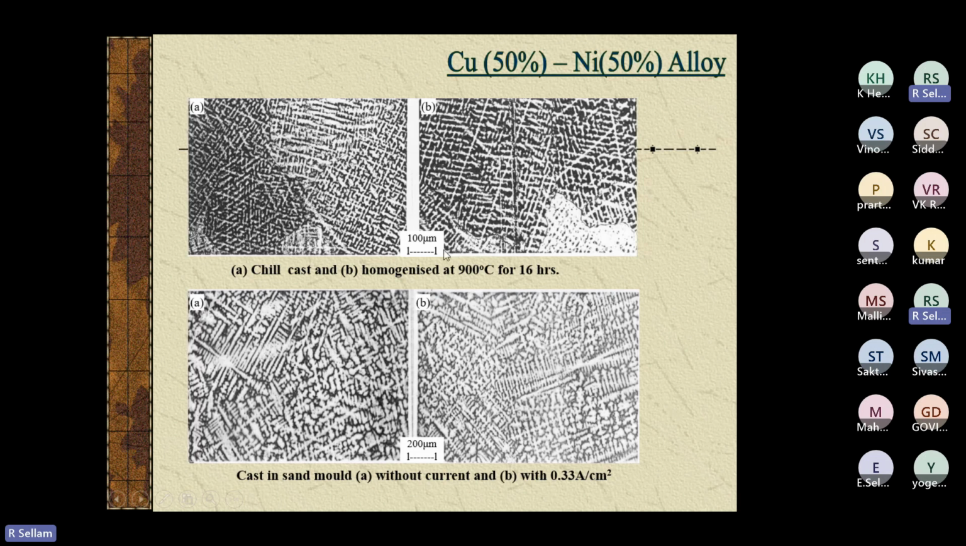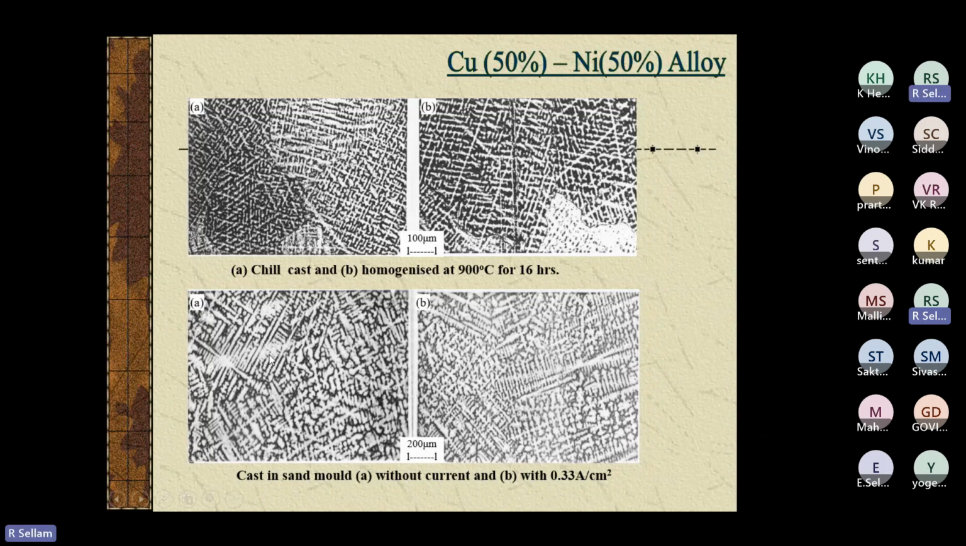The second part is copper-nickel alloy, 50% nickel. It is very prone to coring effect, and you cannot remove the coring by treatment at 900 degrees centigrade for 16 hours. The coring remains the same after homogenization. But you can do it with the electric current treatment. But mind it, the electric current treatment is done in sand molds, not in the metal mold, because the metal mold itself bypasses the electric current so that it cannot be effective.